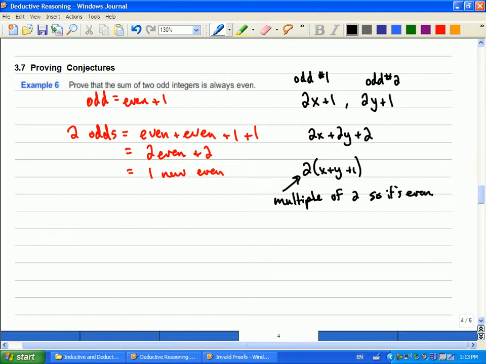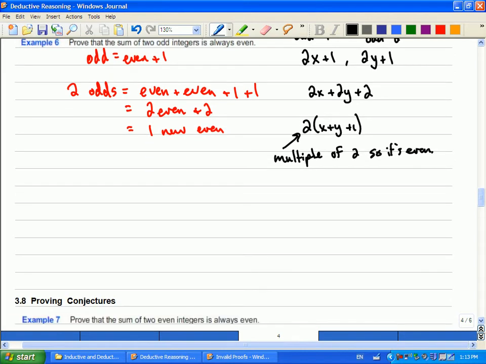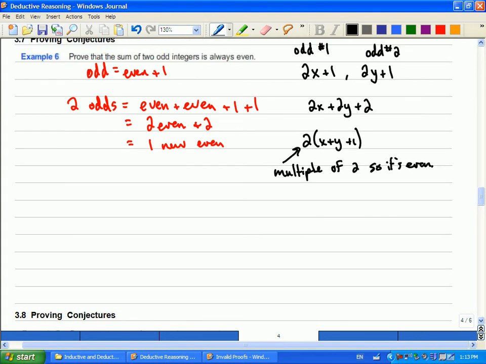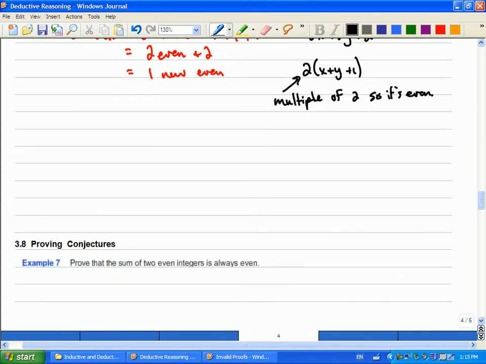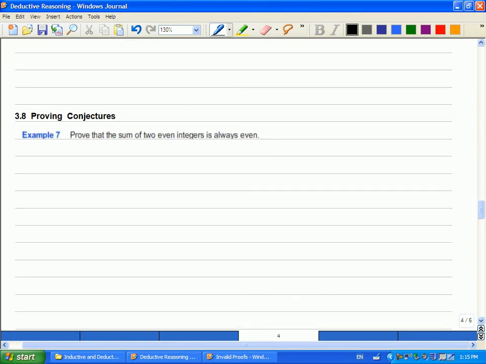All right? So again, see if you can reason it out. This time, do it with the even numbers. 2 even numbers is always even. Okay, let's see. Can anybody throw out an explanation here? 2 even integers? Yeah, let's hear. Because there's a 2 in every even number.